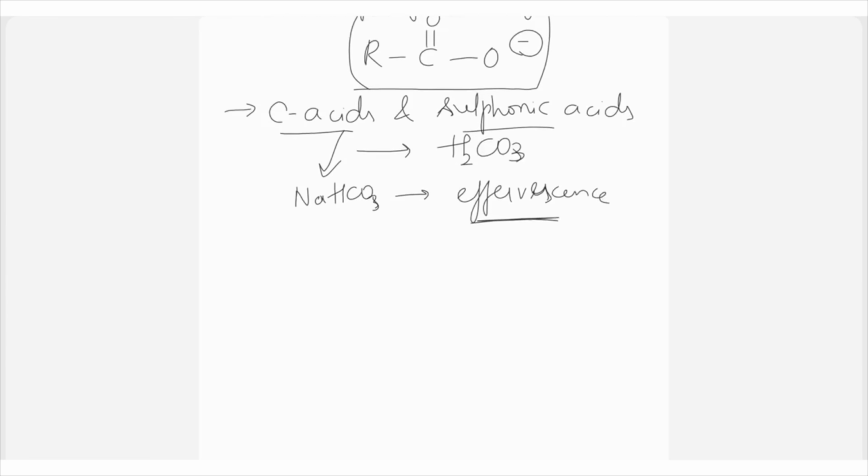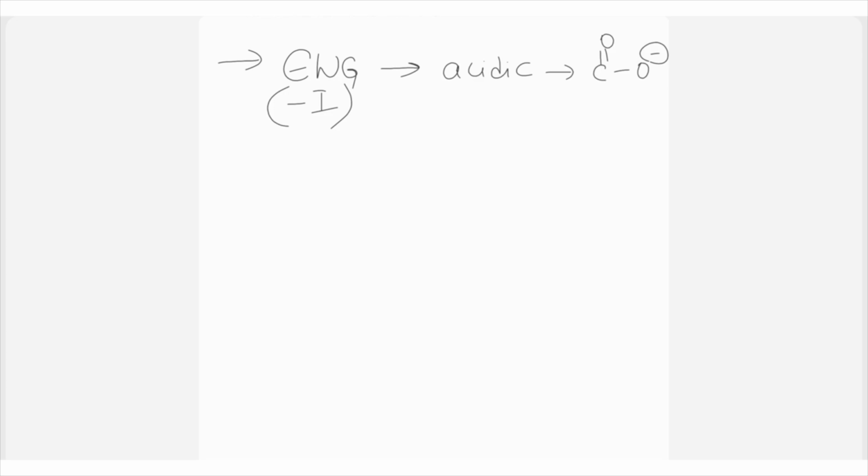Now, what will increase the acidic nature of these acids? The electron withdrawing group. Whenever there is an electron withdrawing group added to the carboxylic acid, we see increasing the acidic behavior. Electron withdrawing group is nothing but -I group. So it is going to stabilize the carboxylate ion, that is COO minus, and it will increase the acidic behavior. So let us see few examples here.